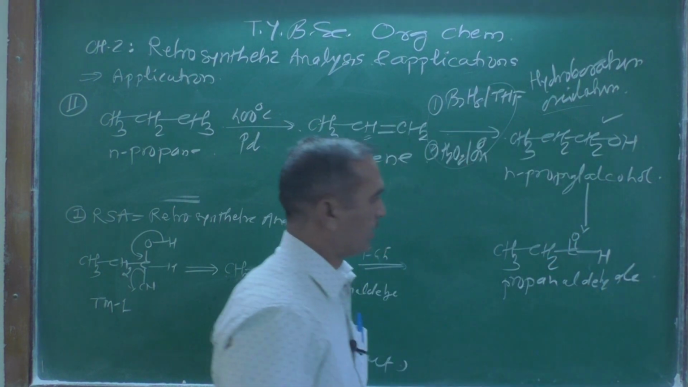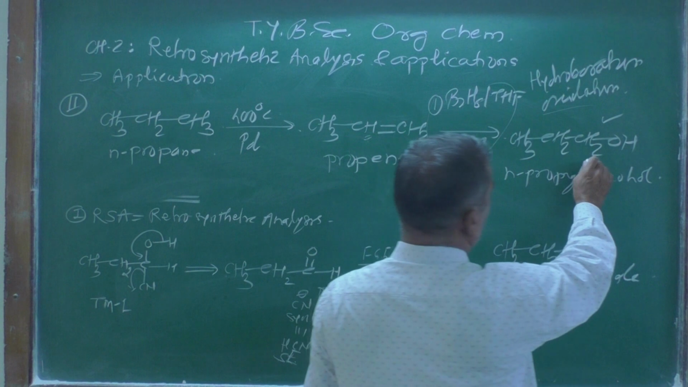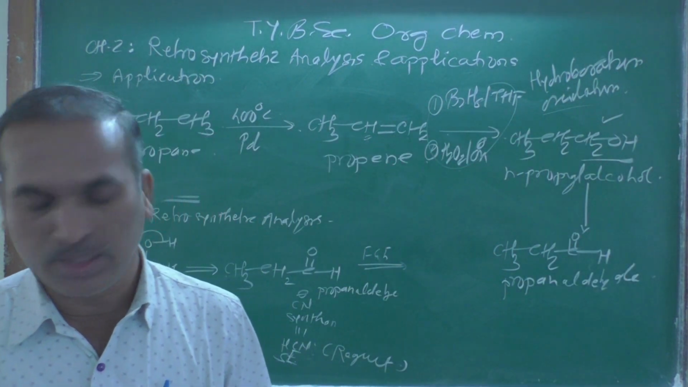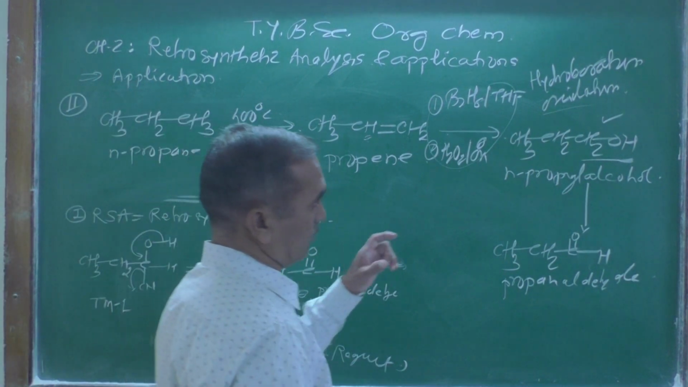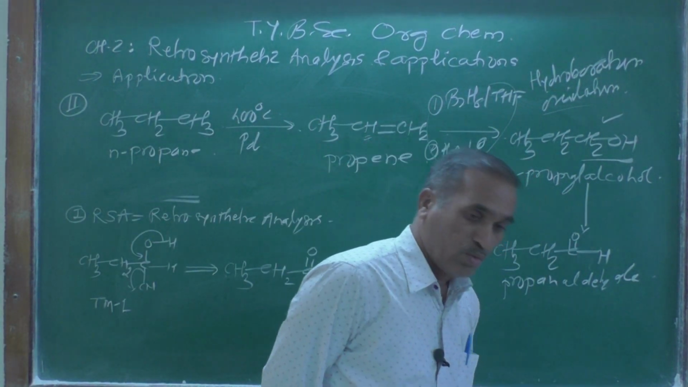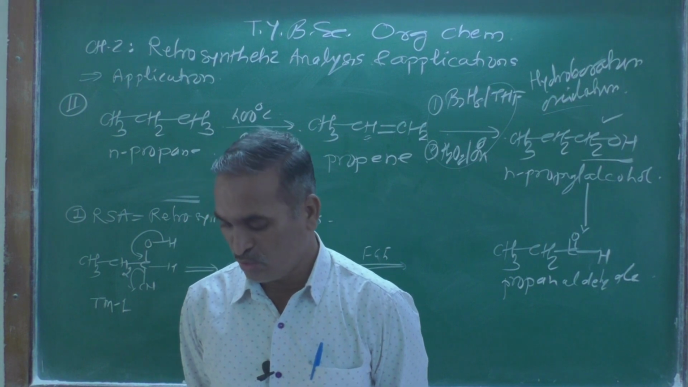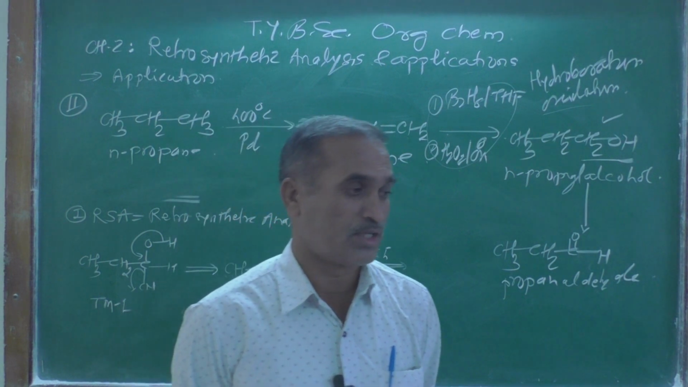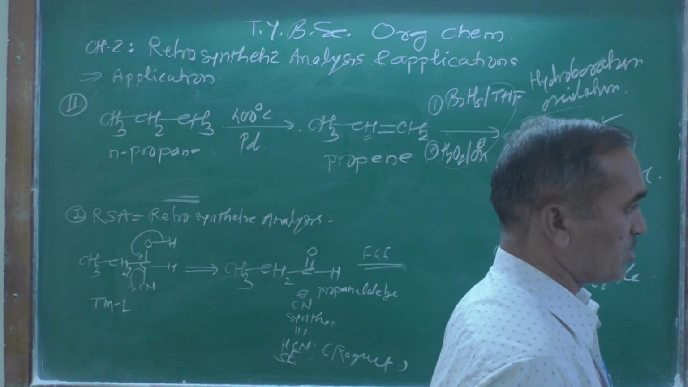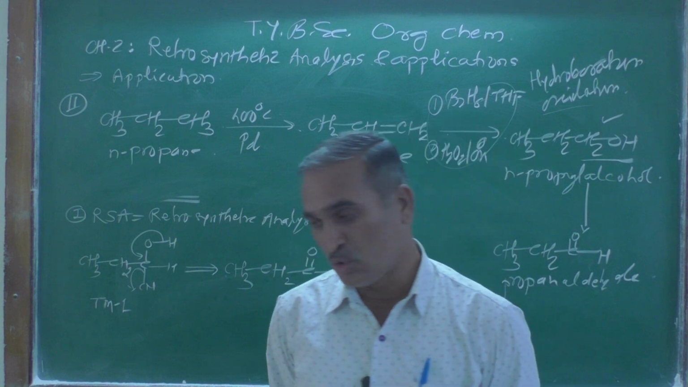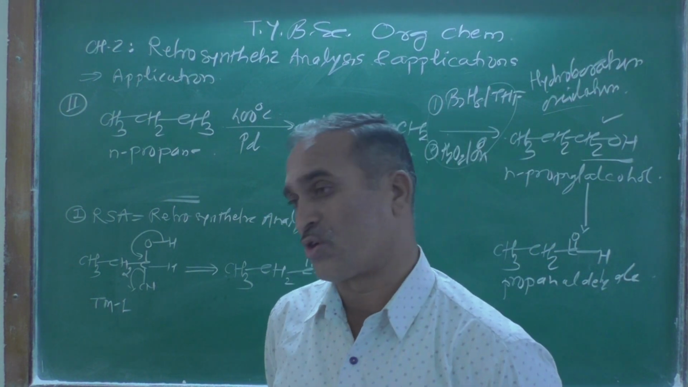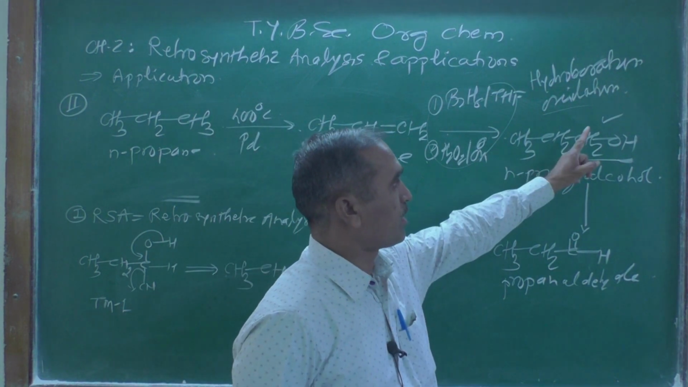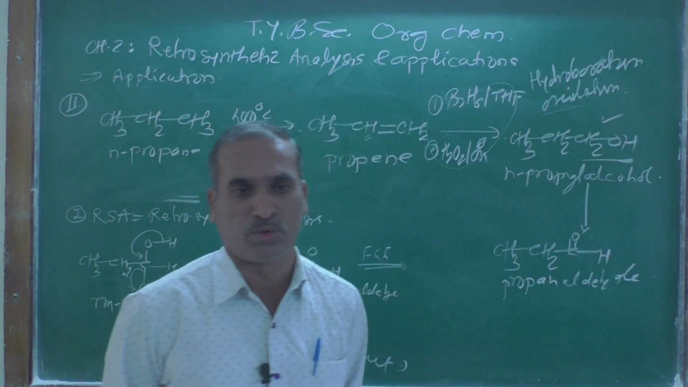Propanaldehyde. Do you remember? This is a primary alcohol, and that primary alcohol should be converted into what we can call an aldehyde. What will be the suitable reagent over here? Most of the books show K2Cr2O7 in the presence of H2SO4, the Jones reagent, but that is a strong oxidizing reagent. It will convert that primary alcohol into a carboxylic acid.